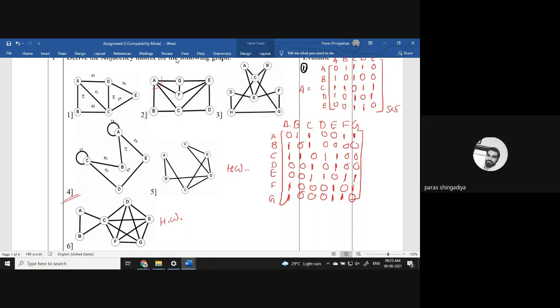And similarly try it for the third graph and fourth. There are 2 loops in the fourth one. So the A to A entry and the C to C entry will be 1, and the remaining entries will be 0.